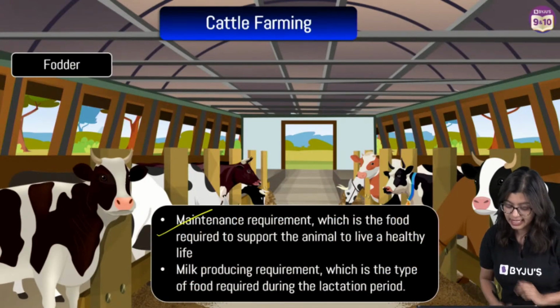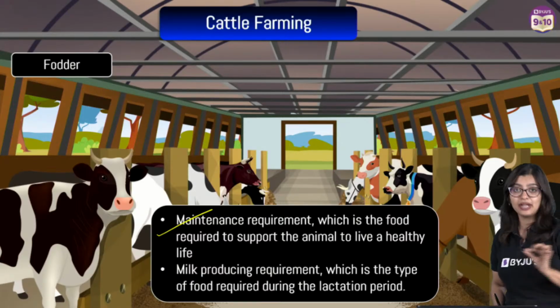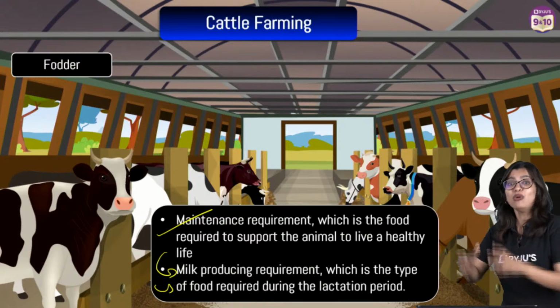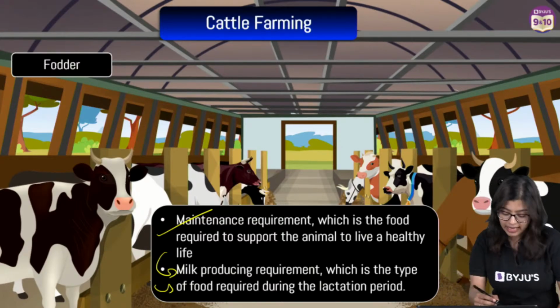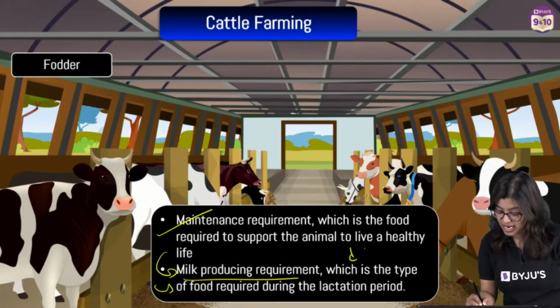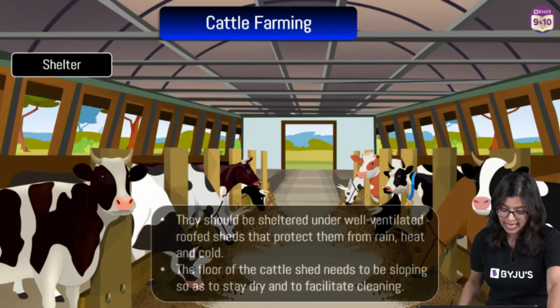So maintenance is required, because all of this will have an impact on milk production. If the cow is not kept healthy, then the quality of milk or the amount of milk that we will end up getting is going to be very, very less.